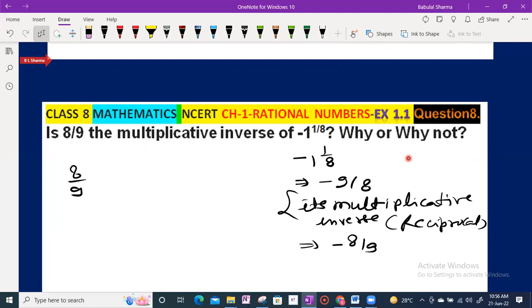That multiplicative inverse will be 8 upon 9. क्या ये पूछा है कि क्या इसका मल्टीप्लिकेटिव इनवर्स है? तो हम कहेंगे नहीं है. Here is the problem. The sign is the problem here. 8 upon 9 cannot be equal to minus 8 upon 9 because the negative sign is there. So the answer is no, because the two numbers are not equal.